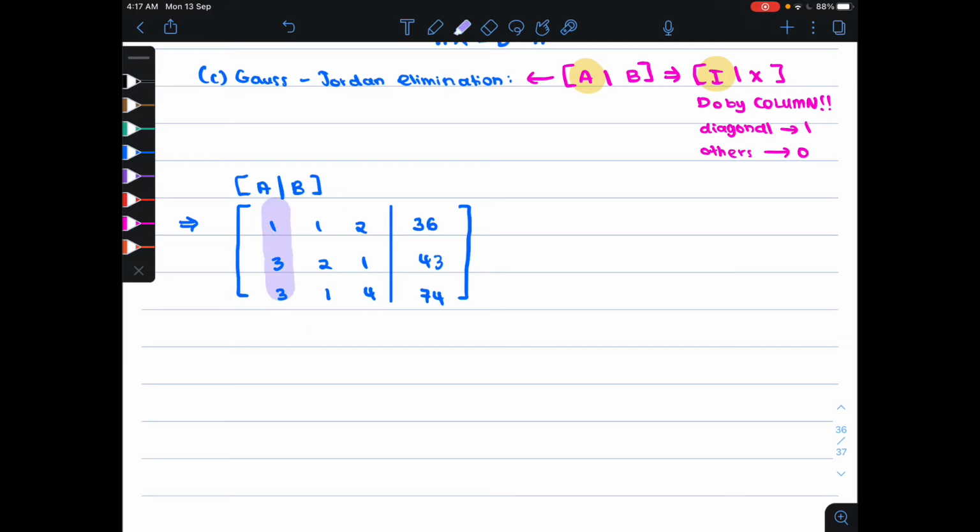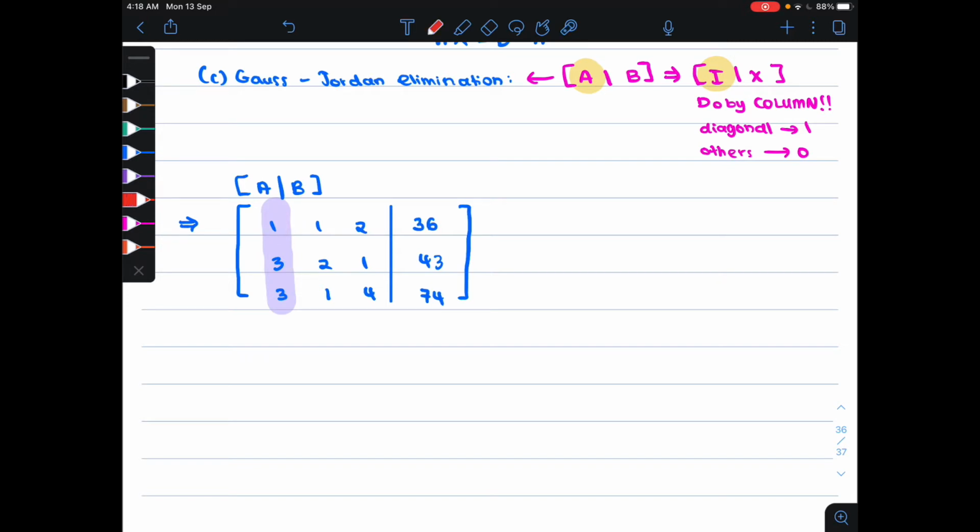Let's start with the first column. So, always tengok kita punya diagonal dulu. So, diagonal kat sini. And this is our column. So, this is our diagonal. And we need to change it to become 1. So, memandangkan dia dah 1, so, kita dah settle lah untuk diagonal.